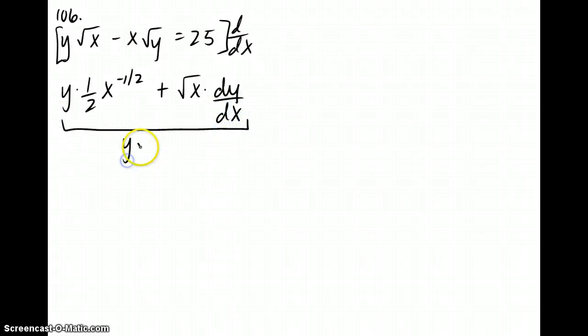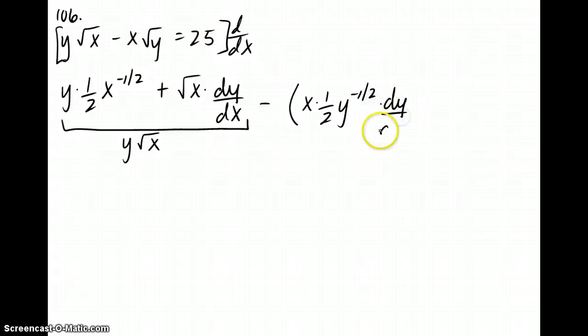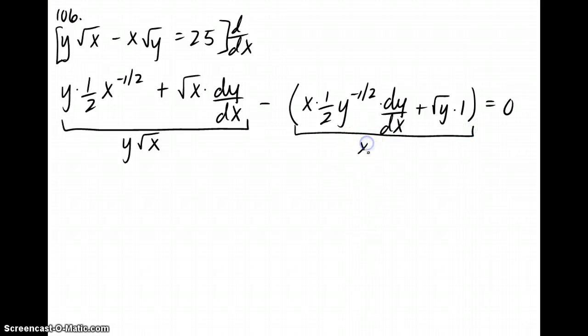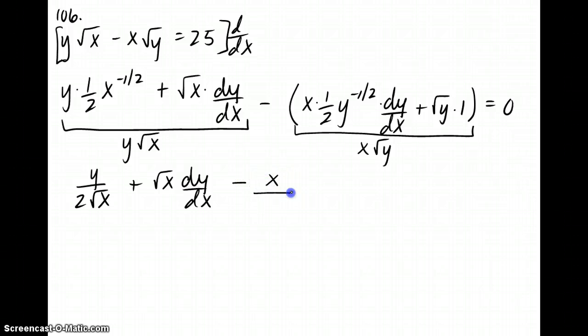So this is the derivative of y root x minus first times the derivative of the second. Since it's the y term, we need the implicit, plus second times the derivative of the first. Derivative of 25 is 0. So this is the derivative of the x root y term. Okay, so let's now make positive exponents. Clean up what we have. Distribute my negative with positive exponents.